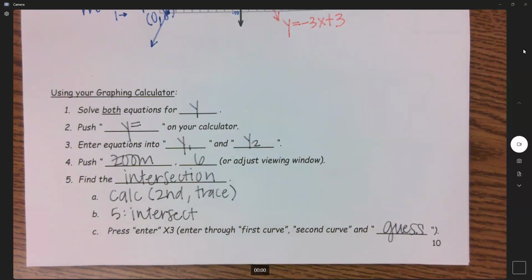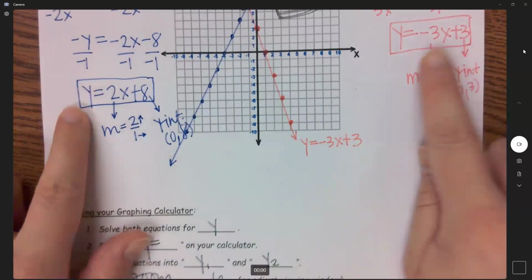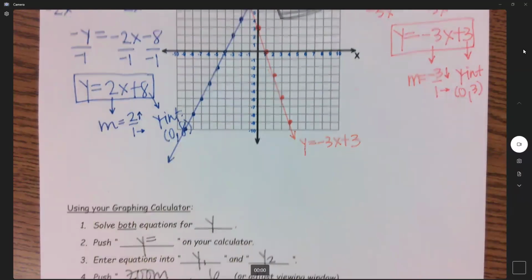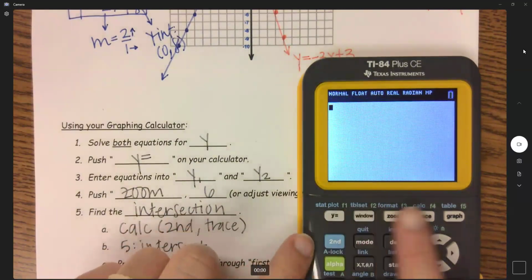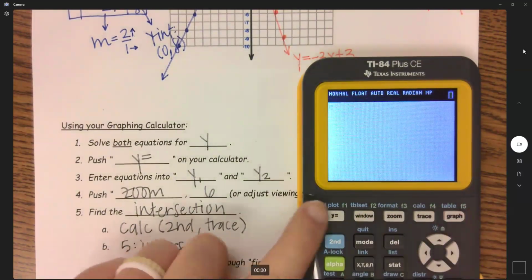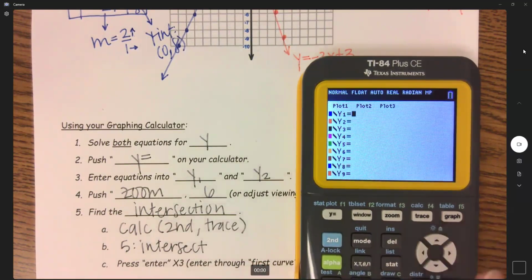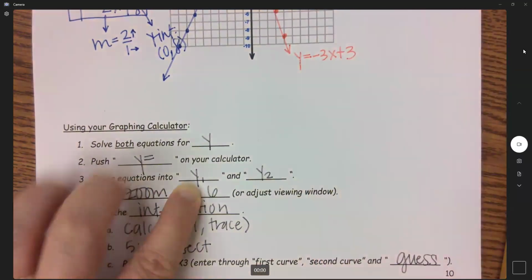The first thing you need to do is solve both equations for y. That's what we did right here. So now we are going to push y equals, which is up here. Here's all of your graphing tools. So we're going to push y equals. We need to clear out anything if you have anything in here. And we're going to enter equations into y1 and y2.